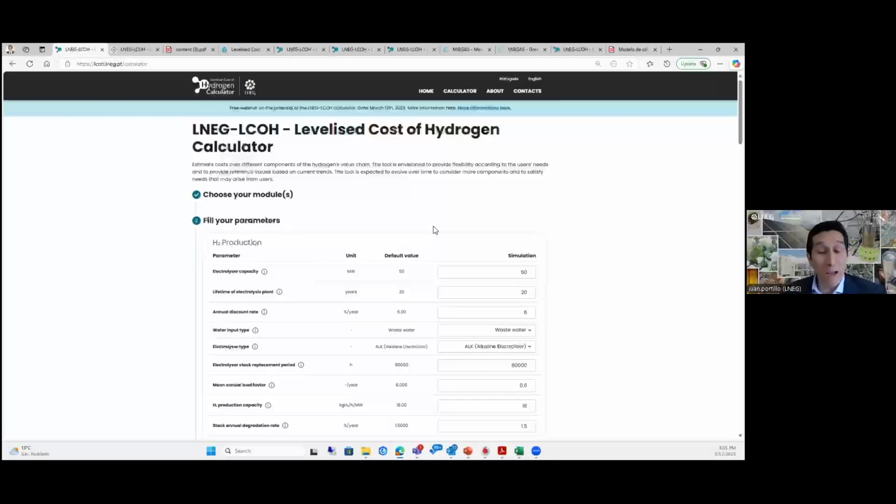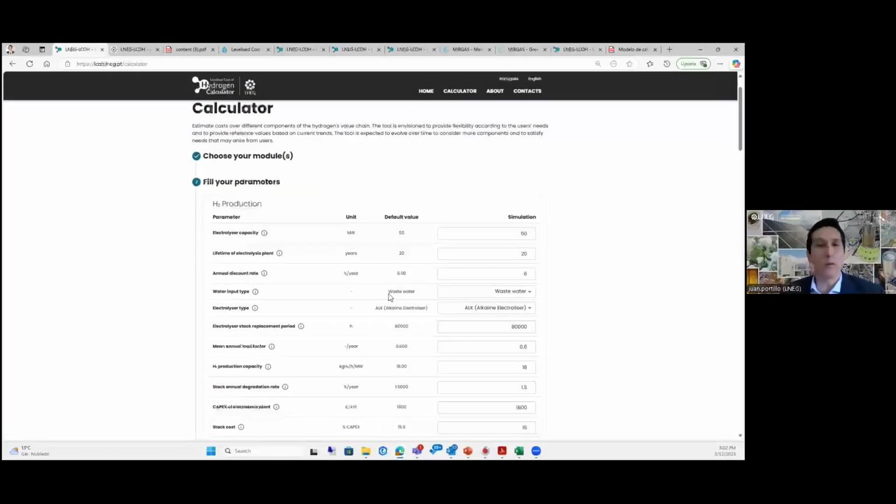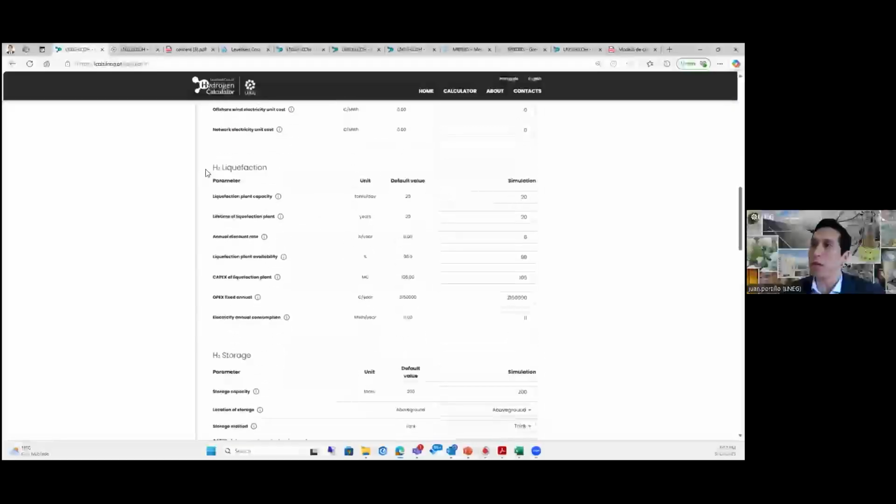of course, to provide flexibility to the users. We are conscious that a large amount of data and variables should be given or should be open so the users can modify them as they need. So don't be scared, because there are a lot of variables in how this input, let's say, section is structured. So it is structured by module. In here you can see H2 production, H2 liquefaction, storage, and so on.